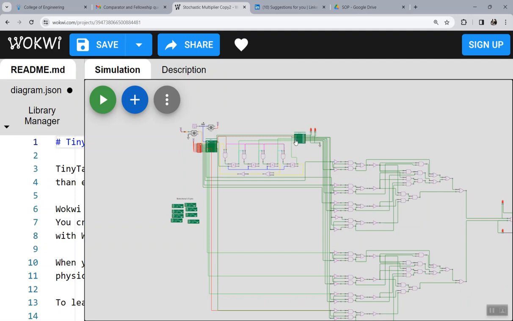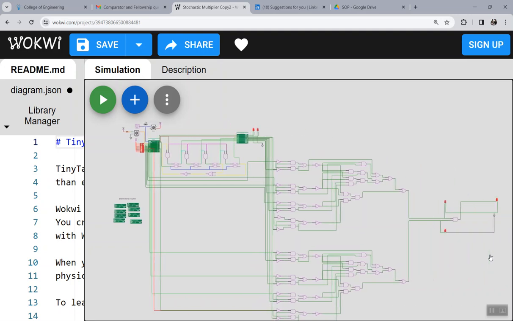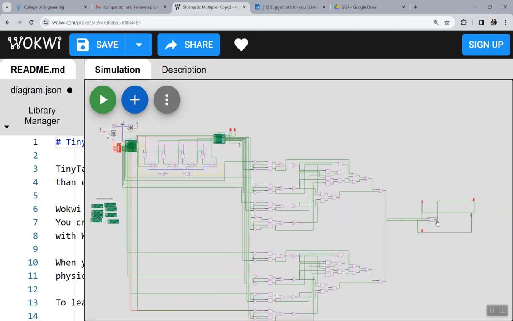And so you can have the pseudorandom bit stream generator. You can also have the output of the converter here and the output of the converter here, right? And then this NAND gate, the output of the actual multiplier, would get wired back up here. You can have all the LEDs you want on the right-hand side of the output, right?